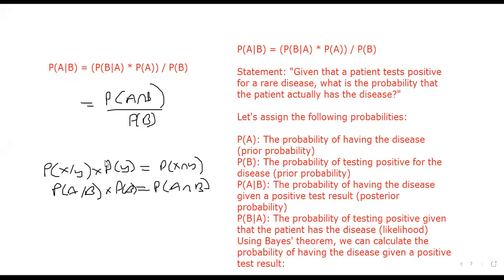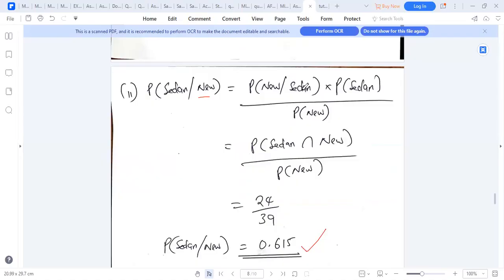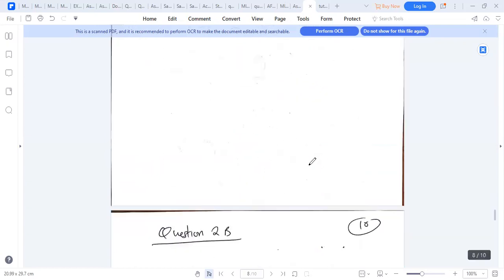So when we are assigning probabilities, we need to expand these aspects to verify and prove our theorem. So that's why we were multiplying in this context. New given Sedan times Sedan. It was Sedan given New, we multiply by New. These must be the same. Have I answered your question? Yes. All right.